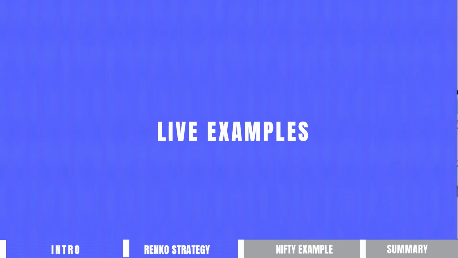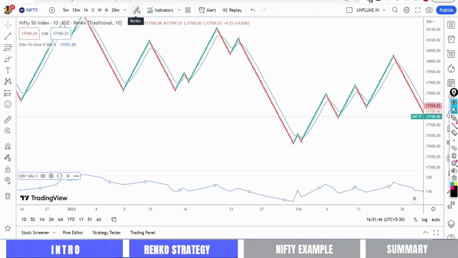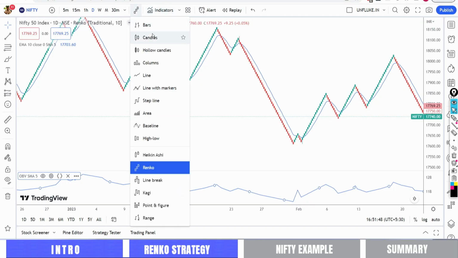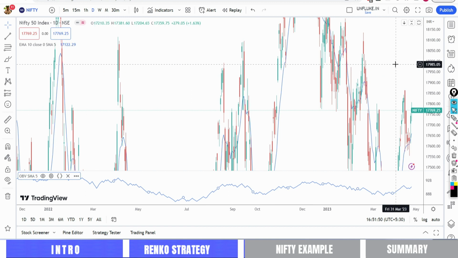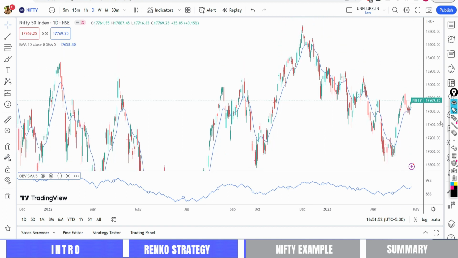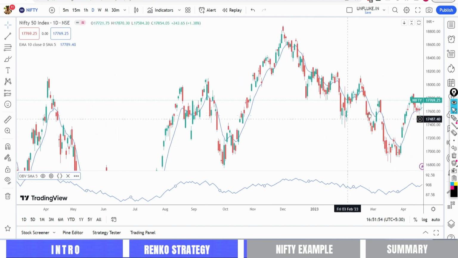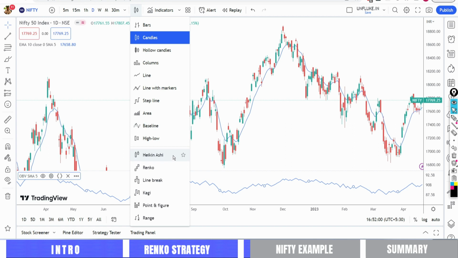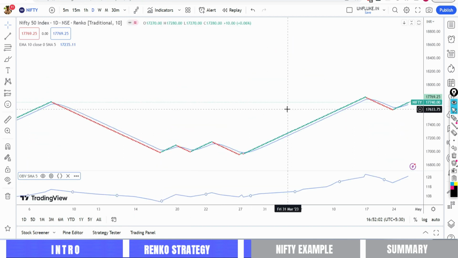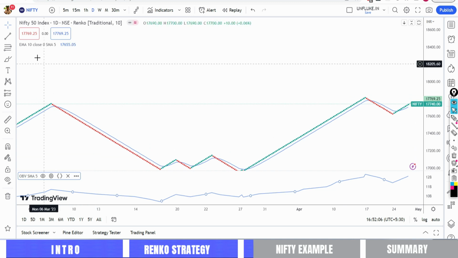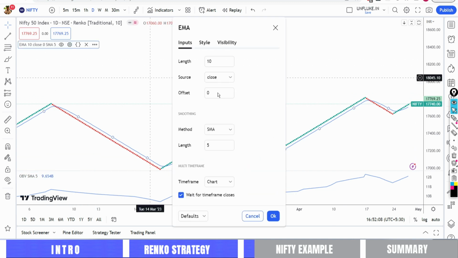Let me now show you on Nifty also. Before I show it to you on Nifty, let me tell you how to make this indicator. So the normal candles are like this. I'm doing it on a daily time frame. This is the normal candlestick. And if I convert it to RENKO, all I have to do is click on this and click RENKO. Once I click this, this is the kind of thing that will come up. And I've added the 10 EMA.